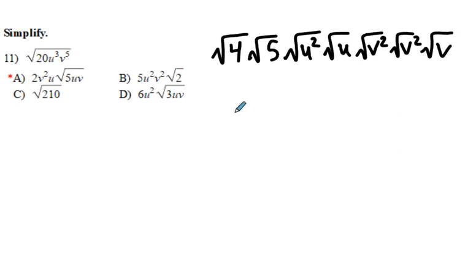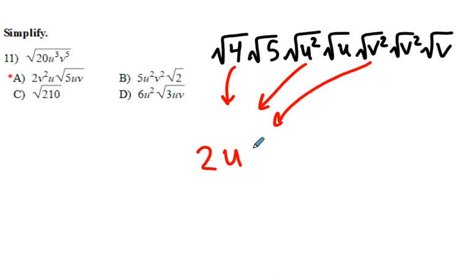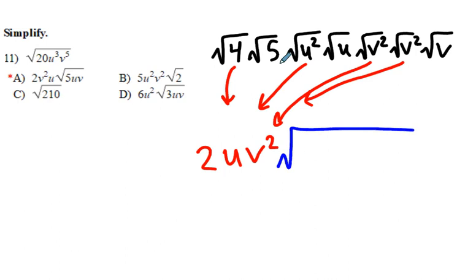Now I'm going to pull out all the perfect squares that I can. Square root of 4 is 2. The square root of u squared is u. The next one, there's a v, and then there's another v, so that's going to be v squared. What's still left in the square root? Well, we'll cross these out, use this, use this, use these. There's a 5, a u, and a v. So a 5, a u, and a v. And that is why it is A.